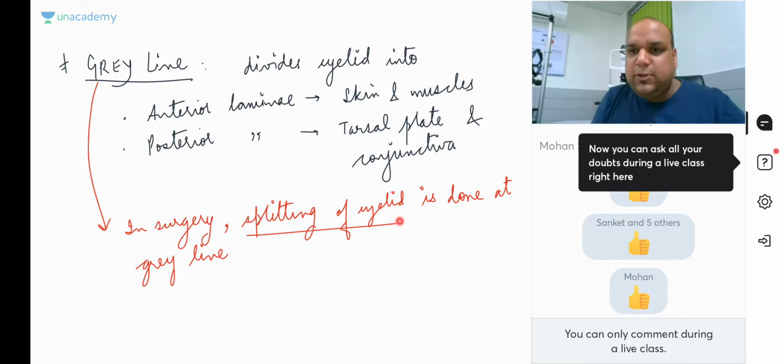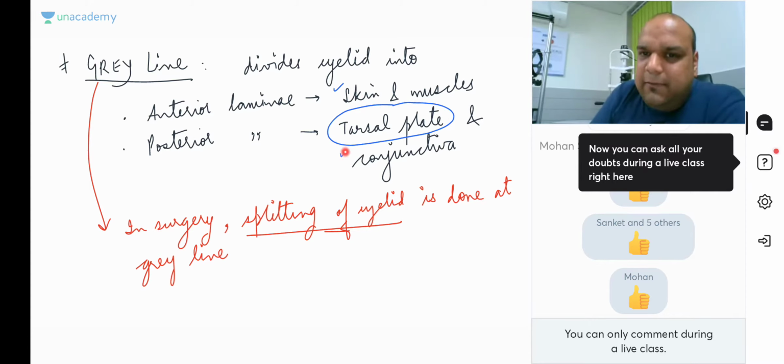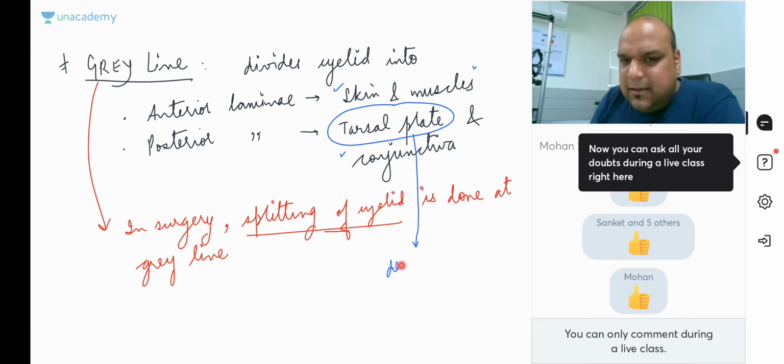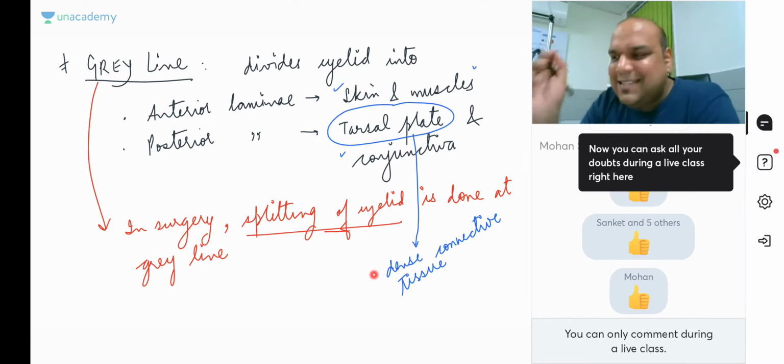Please remember. If I need to split the eyelid into anterior and posterior parts, I will search for the gray line and then split it into these two parts. Just a simple surgical significance. Then the tarsal plate. You understand what is skin, conjunctiva and muscle. What is the tarsal plate? It is a plate or structure formed by dense connective tissue. Please remember, it is formed by dense connective tissue.